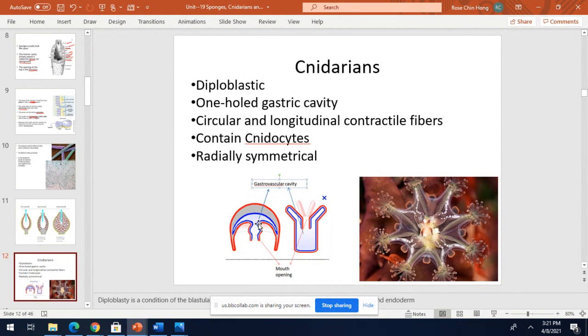All right. So here now what we have is a 1-hole gastric cavity. So food comes in, processed, and the waste goes back out. Same opening. All right. So it's a 1-hole gastric cavity, so it's 2-way, in and out, 2 direction. How do they move around? They don't have true muscles, but they have longitudinal and circular contractile fibers or fibrils. So they contract, they squeeze, and the opposing longitudinal and circular fibers will allow them to move.